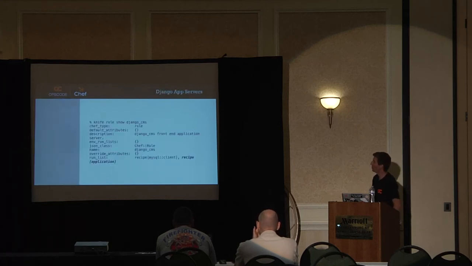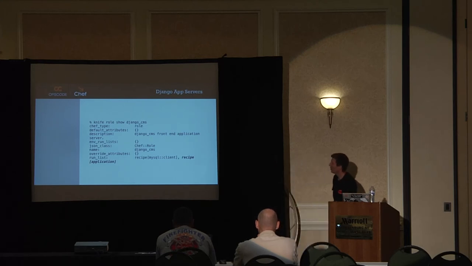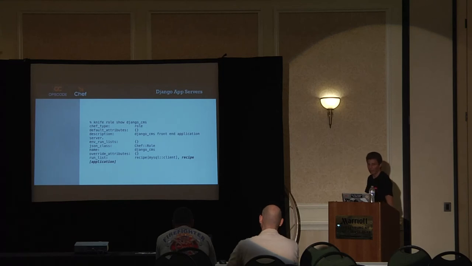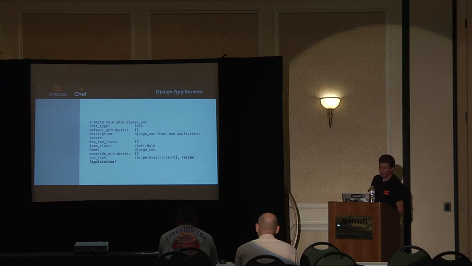The actual role for this particular node, we looked at this a little bit earlier, but we're going to install the MySQL client recipe, which ensures the MySQL client libraries are there. And then we're also going to use the application recipe. The main one doing the heavy lifting is the application recipe. This recipe reads data from the data bag that we looked at before. It determines what type of application it needs to deploy, the repository where it should grab the code, the details on where to put it, and what roles to search to find the actual database master to make the connection. And then it renders its configuration file out.